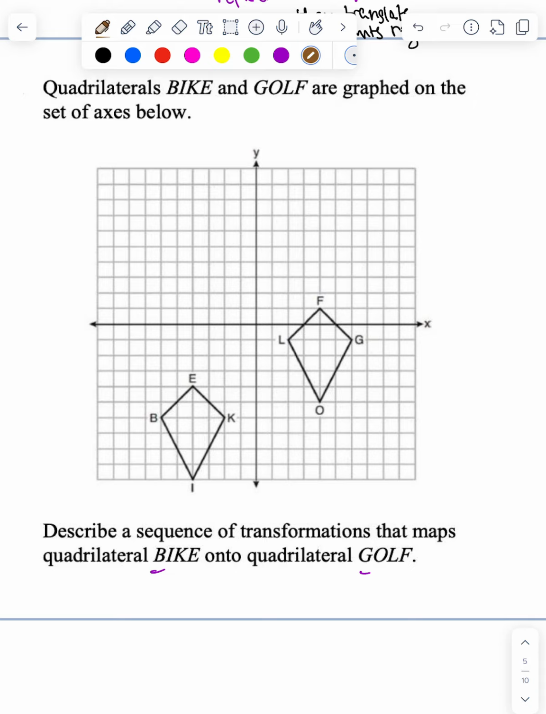So I'm going to reflect over the y-axis. 1, 2, 3, 4, 5, 6. 1, 2, 3, 4.